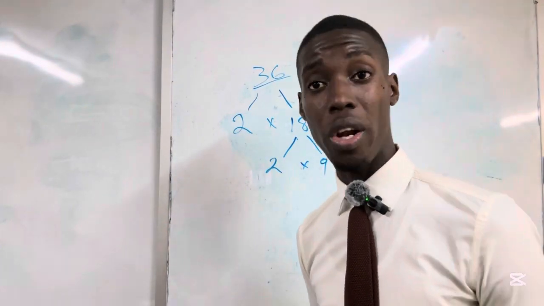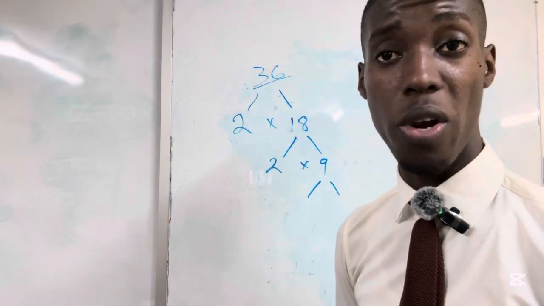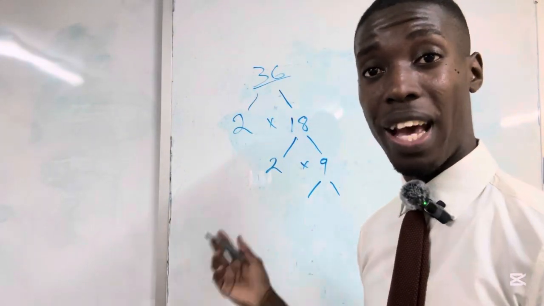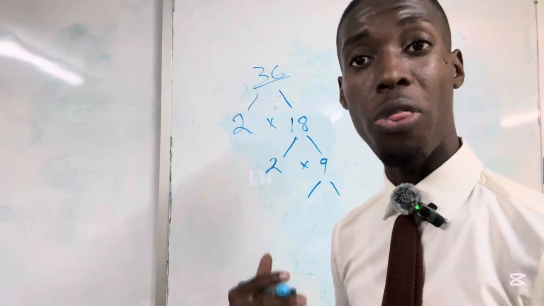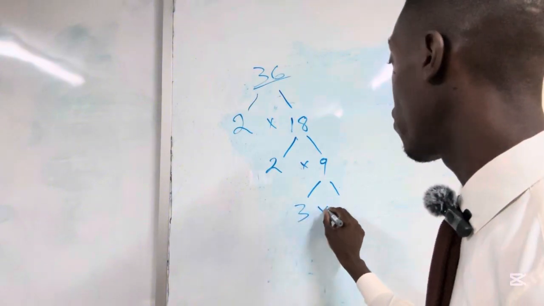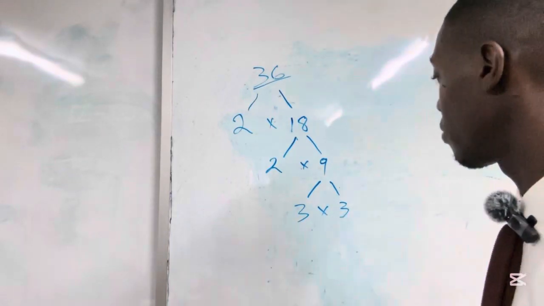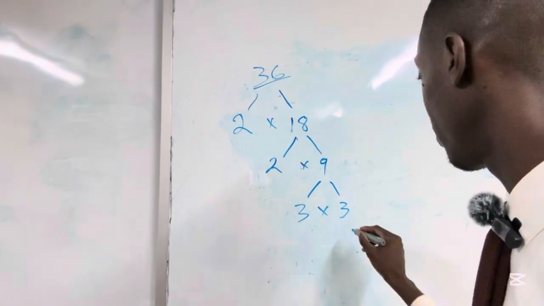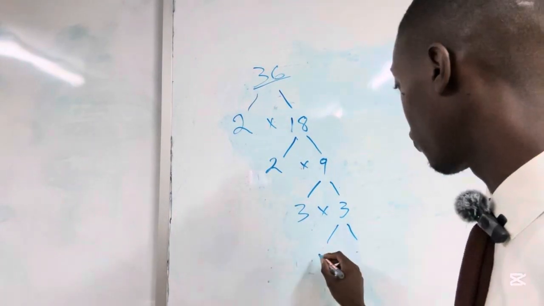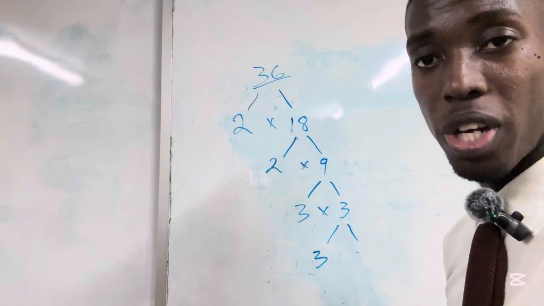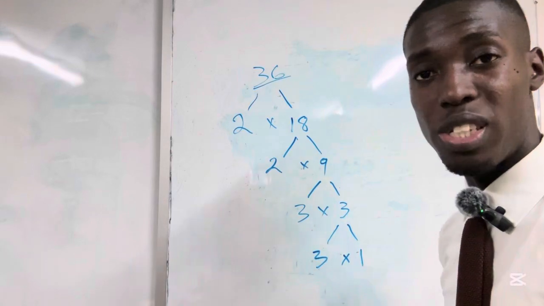Then we're going to break down the 9, right? If you look closely, we cannot use 2 again to break down this number, because 9 is not an even number, right? So we move on to the next prime number, which is 3. 3 times what gives us 9? 3. Then now we're going to break down the 3, and we're going to use 3 again, right? 3 times what gives us 3? 1. It ends at 1, so it means we're finished, right?